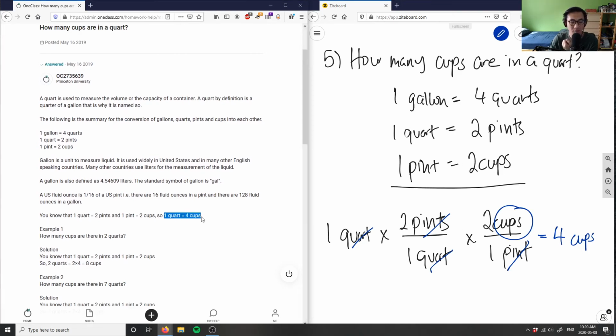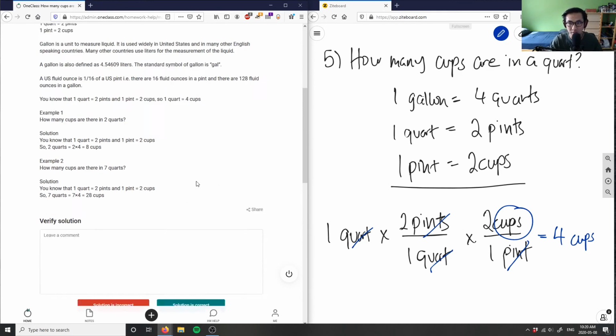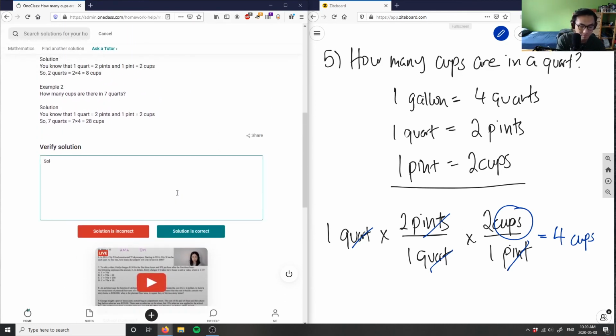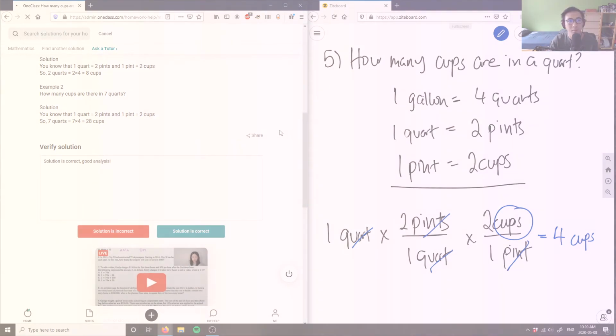And so 1 quart equals 4 cups. So they did the exact same thing. We know that 1 quart here equals 2 pints and 1 pint equals 2 cups. So 1 quart equals 4 cups here. So this solution here is correct. Good analysis.